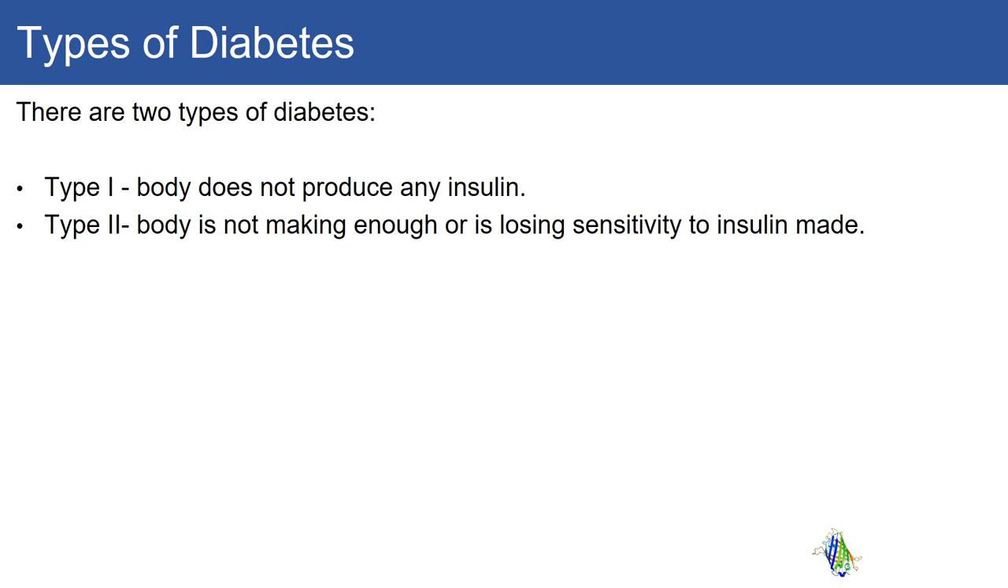Again, two types of diabetes. Type 1, body does not produce any insulin. Type 1 usually has onset in youth, maybe preteen or teen years. Type 2, body's not making enough insulin or is losing sensitivity to the insulin being made. That's usually later in life, as you get into adulthood.